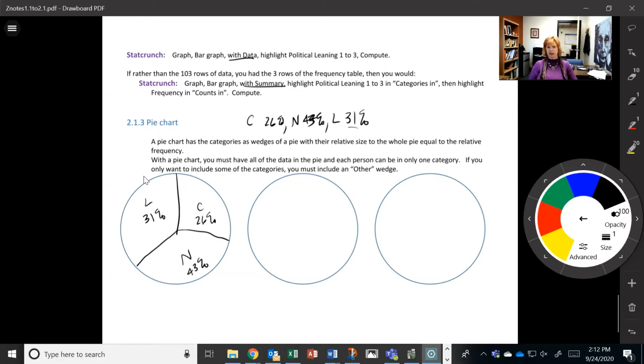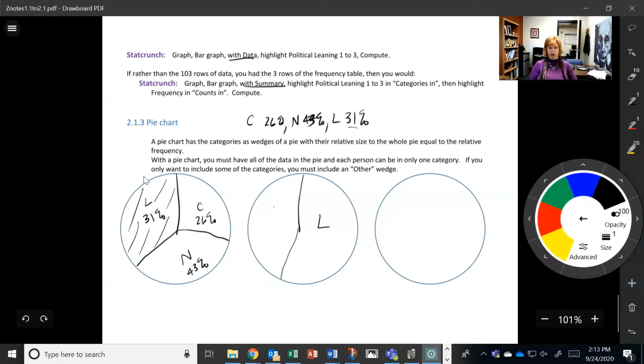Now, unlike a bar graph, I can't just use part of it. The reason is when I see this pie chart, and this looks like about a third of the pie, then I know that liberals are around a third of the class. And when I see this is just a little bit bigger than a fourth, I know this is around a fourth.